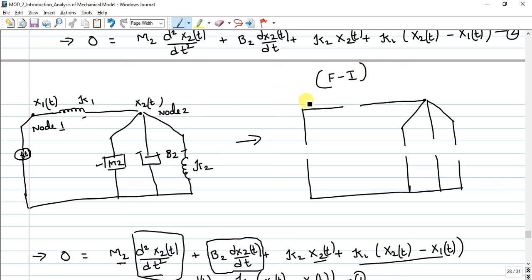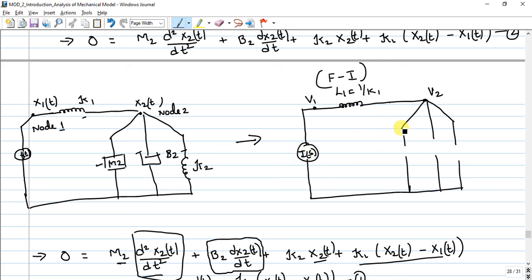Same replacement. x1 will be replaced by v1. Take a point that will be represented as voltage 1, that is the first node, and x2 will be replaced by v2, voltage 2. K1 will be replaced by 1 by L1. I will represent this as L1, so L1 will be equal to 1 by K1. And force will be replaced by current, that is I of S.